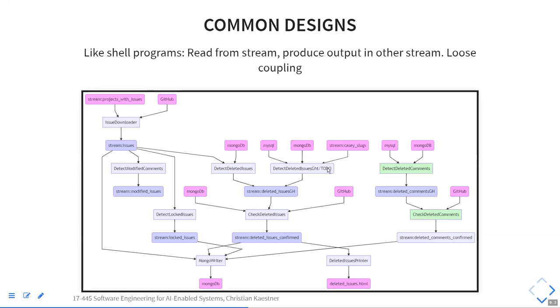I'm downloading the issues. I'm writing this into a new stream with the issues. And now I have multiple tools that are reading this stream to process those issues. For example, check whether they have been deleted, whether there's something removed or so. And in the end, there's a different stream, a different thing that just takes those issues and writes them into a database. And all of these things work at different speeds.